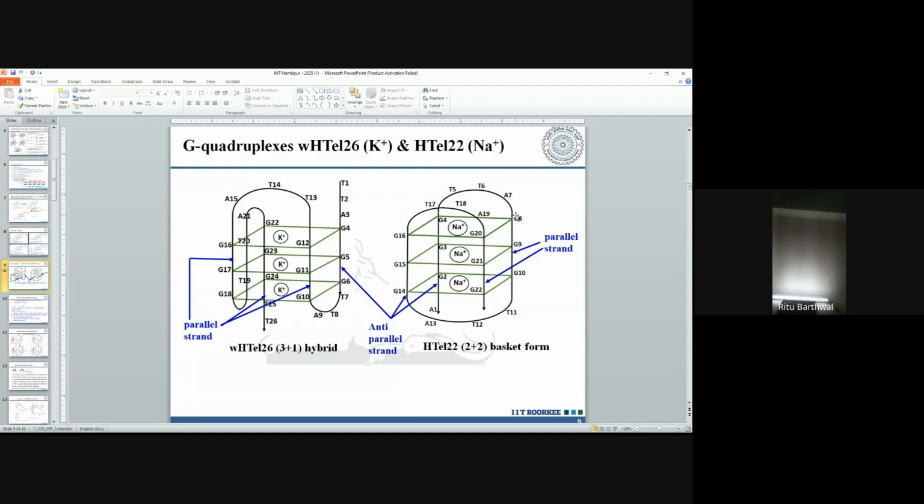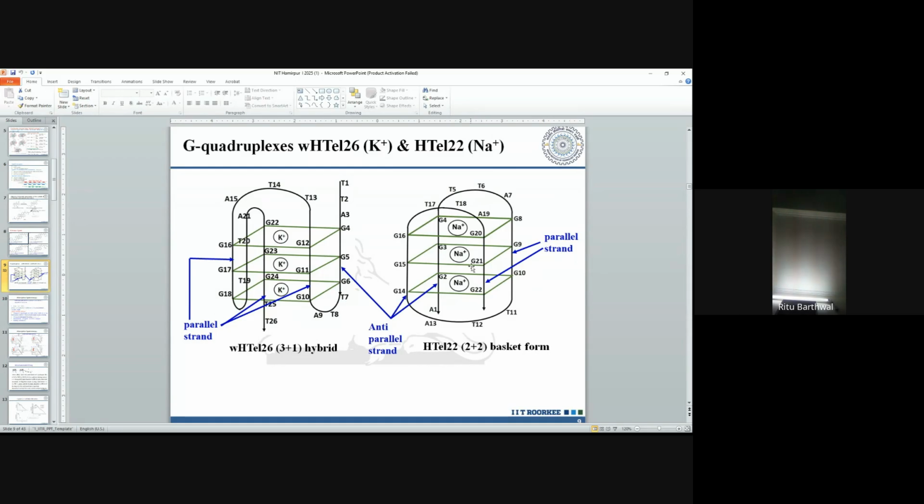So if the strand starts from here, the 5' end, and goes like this and like this, it is anti-parallel. And the next one goes this way, opposite to that. So it is again anti-parallel. That's why we call it two are parallel and two are anti-parallel. Okay, and so this is anti-parallel.